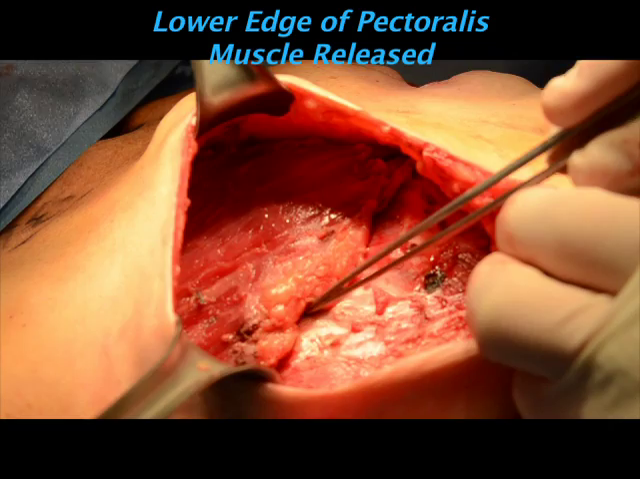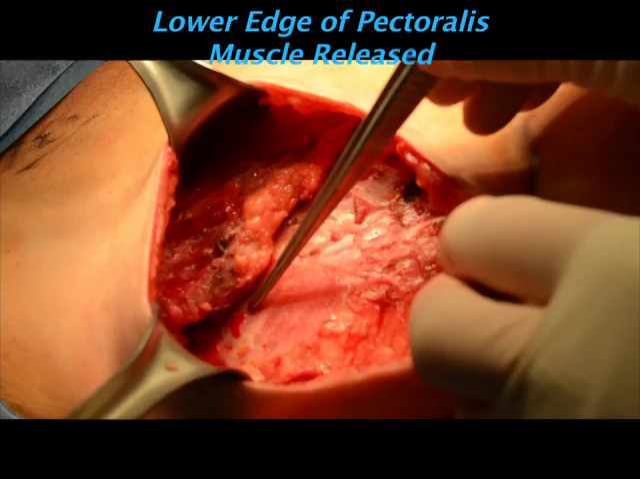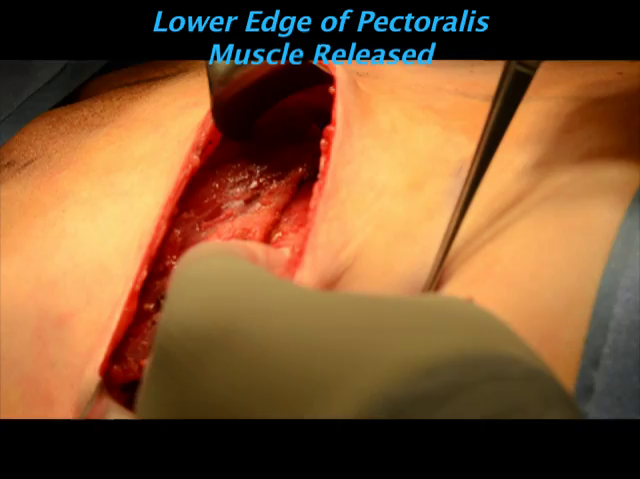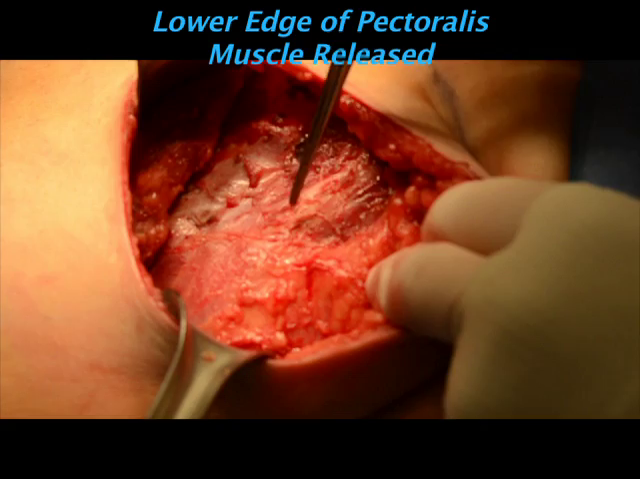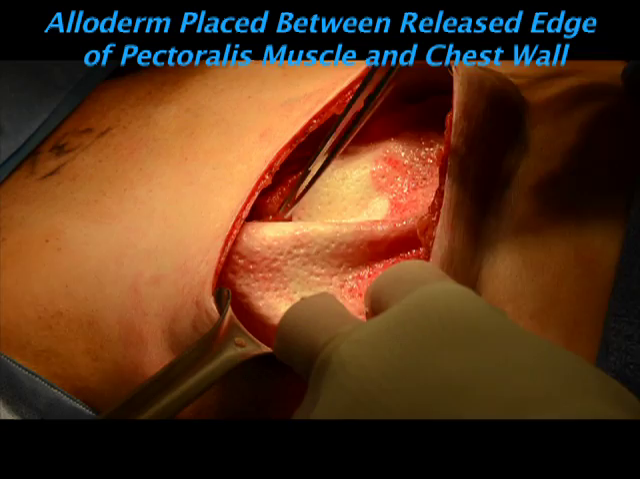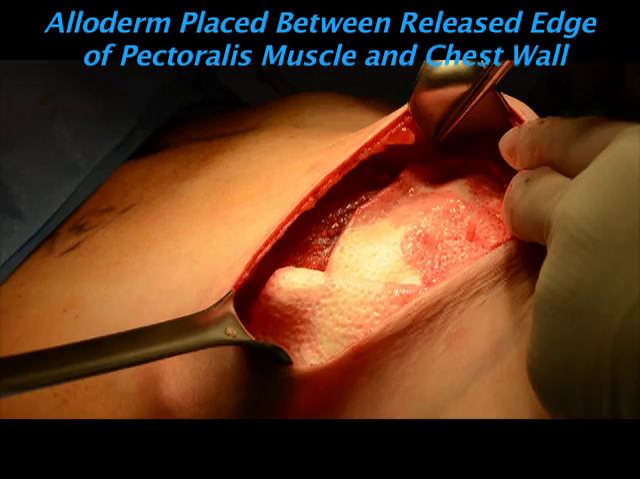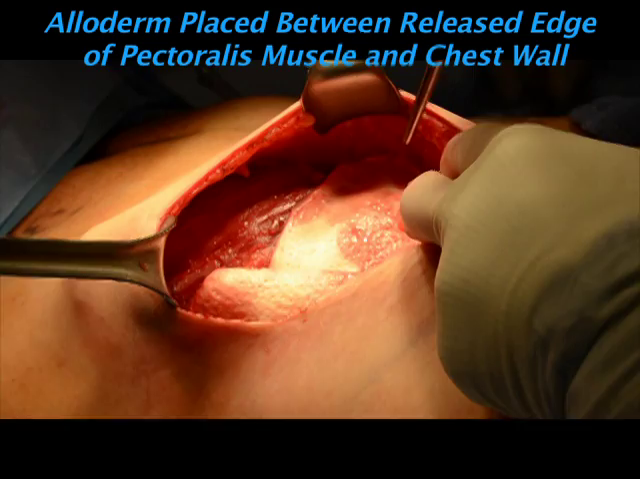The tissue expander is placed underneath the pectoral muscle, but as you can see, the pectoral muscle attaches higher on the chest than the low crease of the breast. So an internal structure known as AlloDerm is placed in that area to bridge the gap. The AlloDerm is that white structure that you're seeing now in the video.